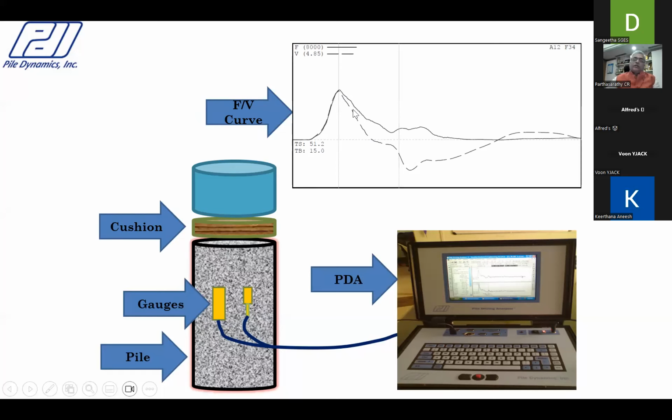And as you see the separation of force and velocity along the length of the shaft, this is the top of pile like your PIT, this is your toe, and you see a toe response. The separation of force and velocity indicates your shaft resistance. So if there is no separation between force and velocity, if both of them are exactly on top of each other, you do not see any shaft resistance.